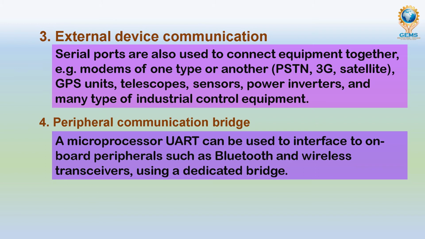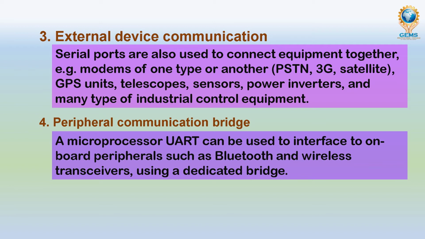If we connect a GPS unit, it will transfer data in one direction flow only. A power inverter will transfer a signal between two points, point A to point B or point B to point A, only one direction, not both directions at the same time. So for communication also we are using the serial ports in the devices.